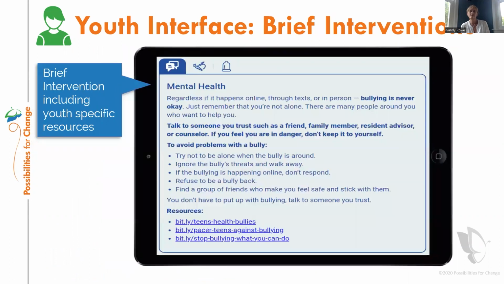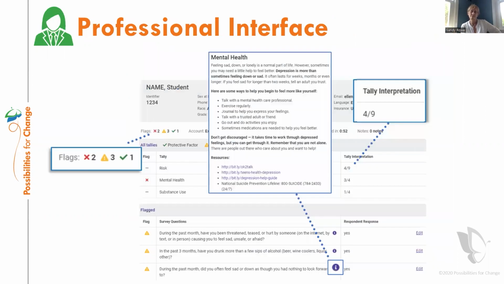This is an example of that brief intervention, or those messages that they receive when they complete the screening, that really gives them ideas in bullet points of either getting help or reducing their risk. Then there's a self-efficacy statement. And then we've included resources that are government or national organizations that are specifically for youth around each of the questions. And they'll see these brief interventions only for those questions they identified as a risk for themselves.